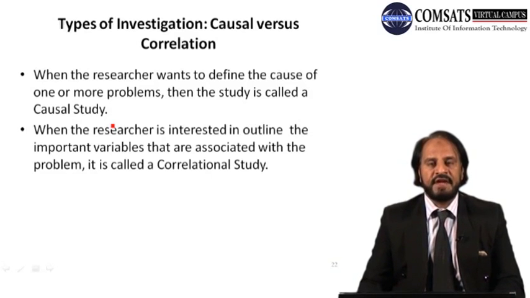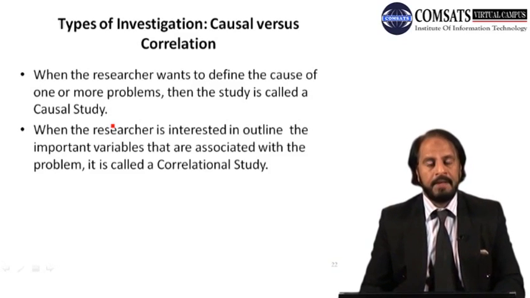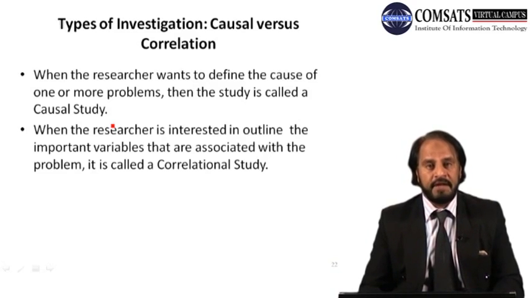So if you're focused on just one variable, then the type of investigation is causal. Whereas in the other case, the type of investigation could be correlation, where multiple variables are being studied and their influence on the dependent variable is being studied.